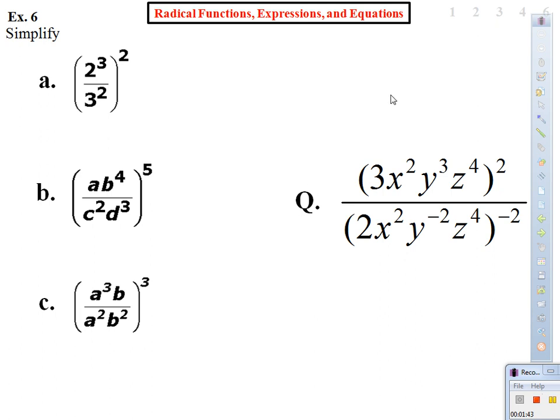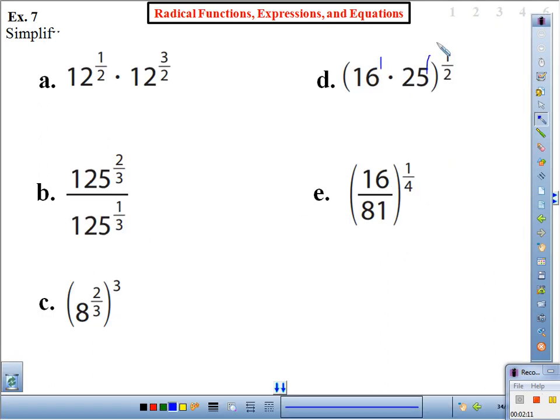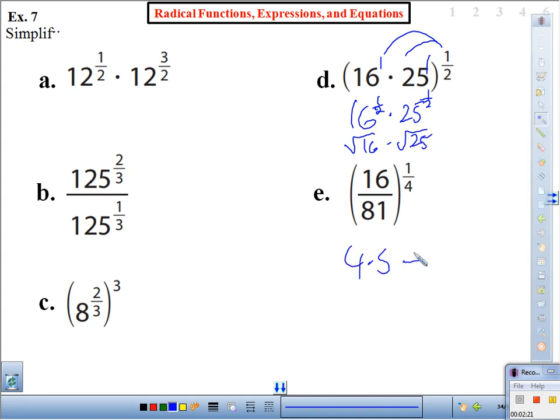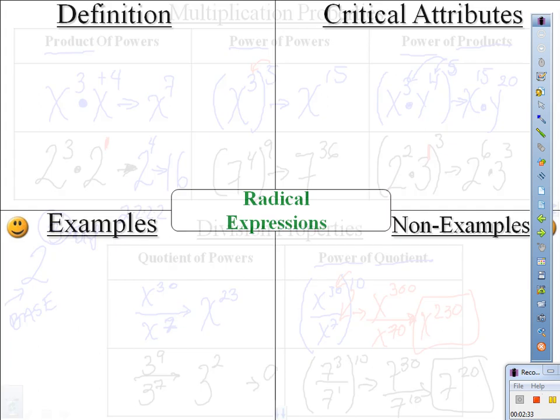How do I do D? All right. So, any questions with the properties from yesterday? We good? All right, good.